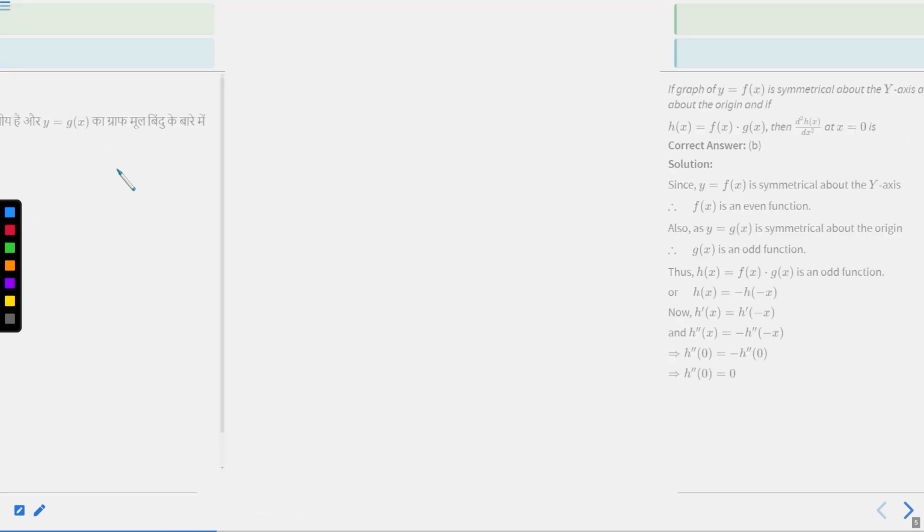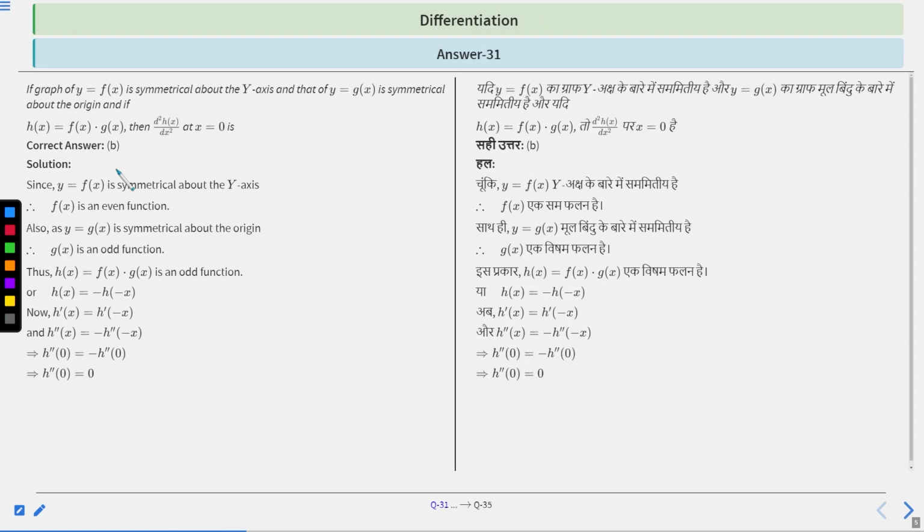Okay, let's move to the solution part. See, h(x) is given as f(x) into g(x), right? Since y equal to f(x) is symmetrical about the y-axis, therefore f(x) is an even function, as we have discussed. Also, as y equal to g(x) is symmetrical about the origin, therefore g(x) is an odd function. Clear? And h(x) given as f(x) into g(x) is an odd function. Clear? Because even into odd is an odd. Clear? Even function into odd function is an odd function.